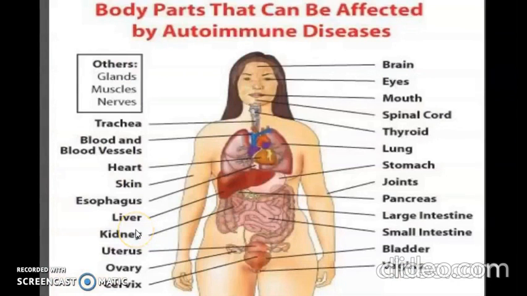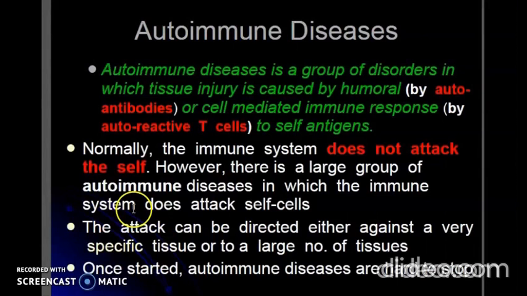Autoimmune diseases affect almost every part of the body, including brain, eyes, mouth, lung, stomach, joints, liver, kidney, uterus, etc. Autoimmune diseases are a group of disorders in which tissue injury is caused by humoral, that is by autoantibodies, or cell-mediated immune response, that is by autoreactive T cells to self-antigens.